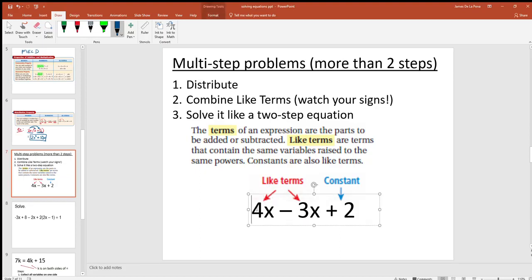In other words, right here in this expression, 4x minus 3x plus 2, the 4x and the 3x are what we call like terms. So we combine them together. We add them or subtract them with each other. This is 4 minus 3, and we keep the x. So 4 minus 3 is positive 1. So I can write this as 1x.